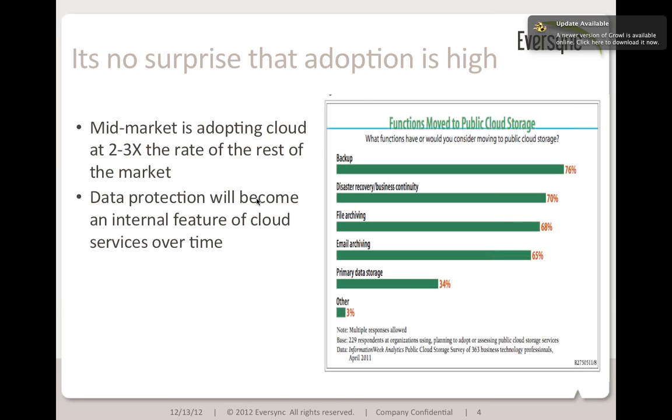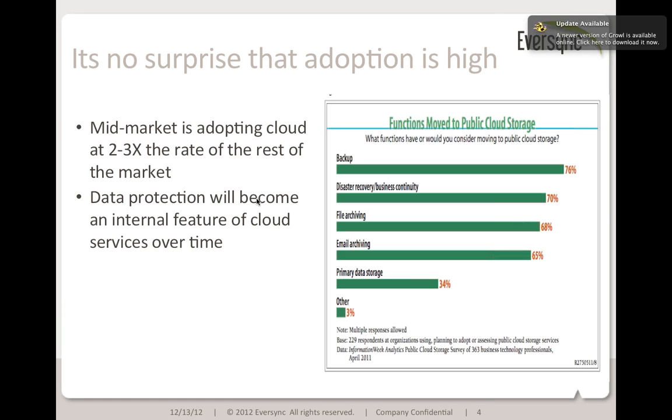So it's no surprise that adoption of cloud-based technologies for storage is very high in the mid-market. Whereas enterprises are a little slow to adopt cloud, especially public cloud, the mid-market is adopting cloud at 2 to 3 times the rate of the rest of the market. And that's because they don't have some of the issues of having large data center investments that an enterprise would have, but definitely have enterprise class data protection requirements.